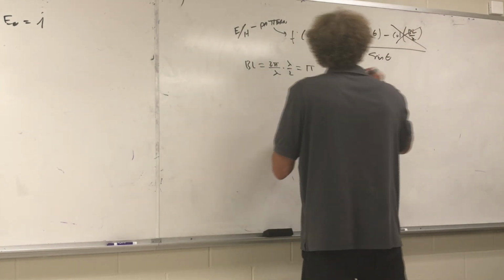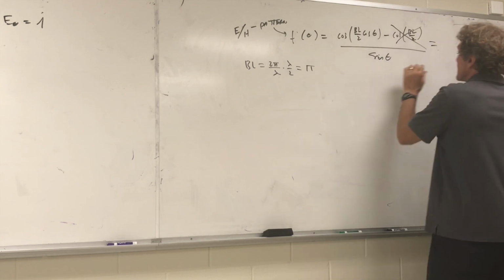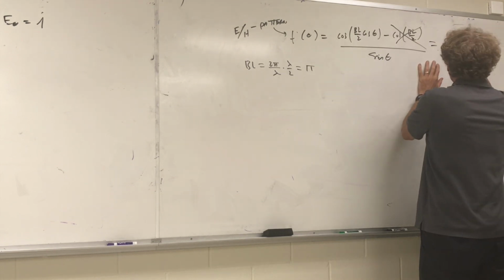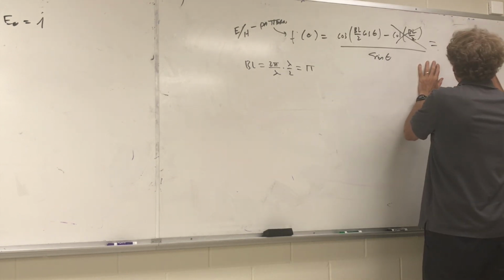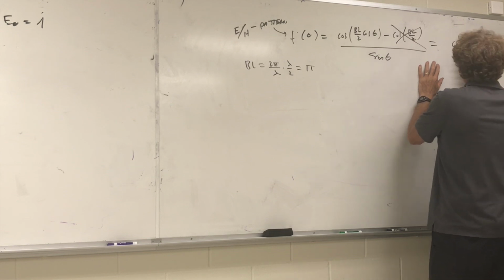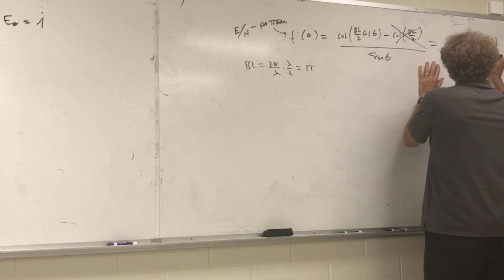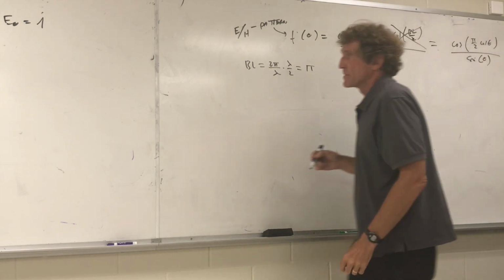And therefore, you're going to get the electric field angle. Please write this down. It's going to be cosine of pi over 2 cosine of theta over the sine of theta. This one you can work with.